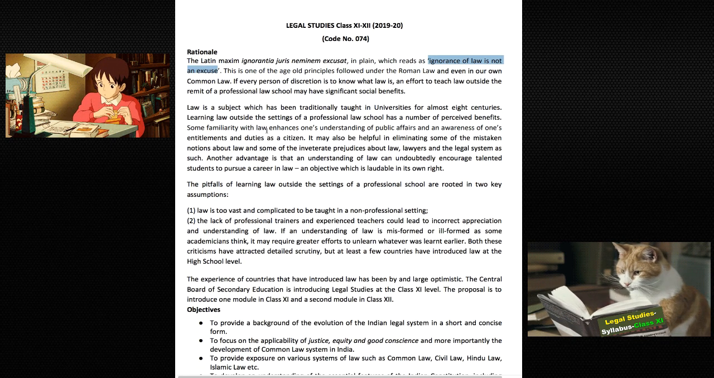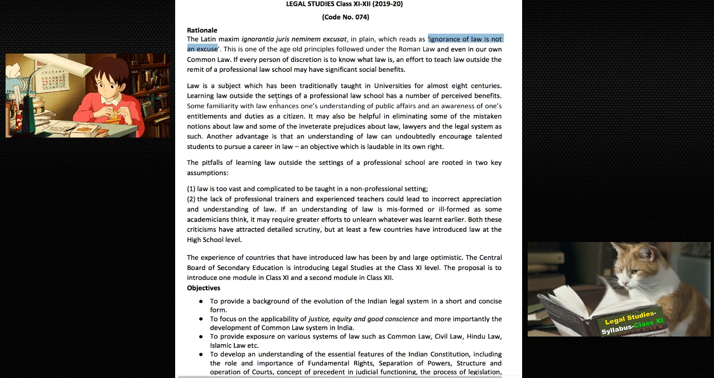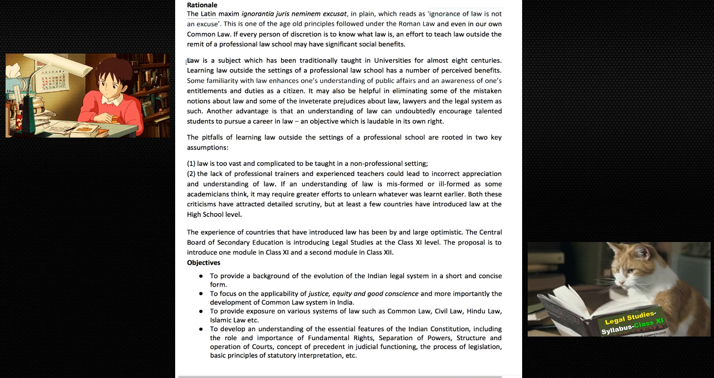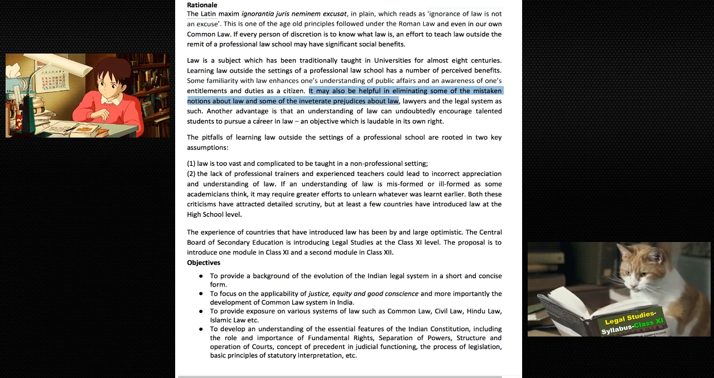The second thing, I won't be reading every line literally, rather I will highlight the things. Here it is saying that traditionally it is taught in universities only. Now it is introduced in school with some purpose. That is, it may also be helpful in eliminating some of the mistaken notions about law and some of the inveterate prejudices about law, lawyers, and the legal system as such. So, it is talking about the purpose of introducing law in school.